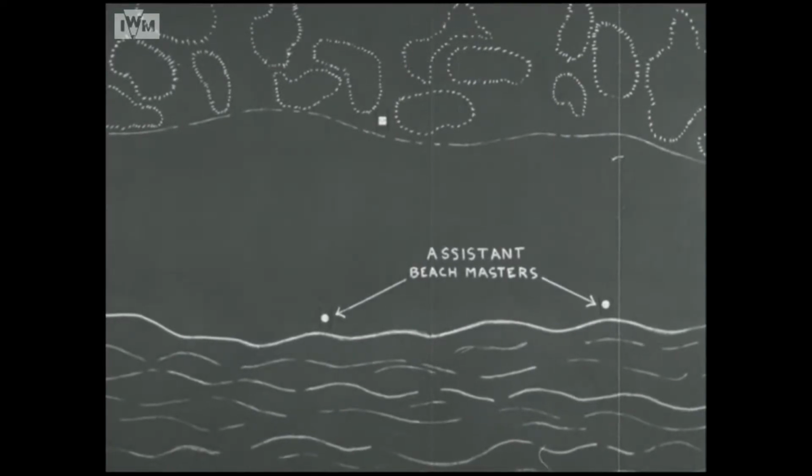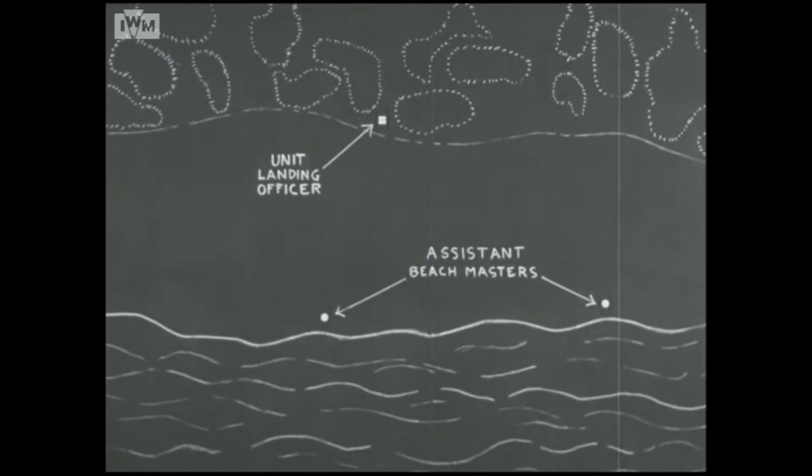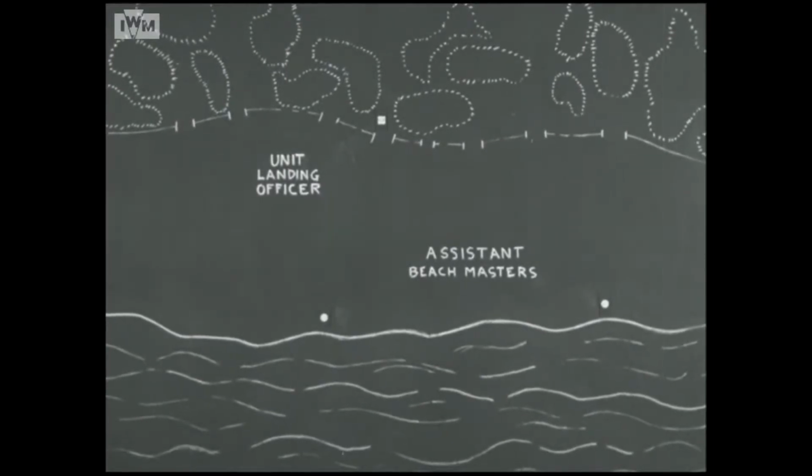A unit landing officer from each assaulting battalion comes ashore with the assistant beachmaster and makes a reconnaissance from high water landwards to find the best possible places for exits inland. He is also responsible for marking gaps in wire obstacles made previously by the assaulting companies to assist the following waves of troops. The jobs of the assistant beachmaster and unit landing officer are interlinked, and they work in close liaison the whole time.